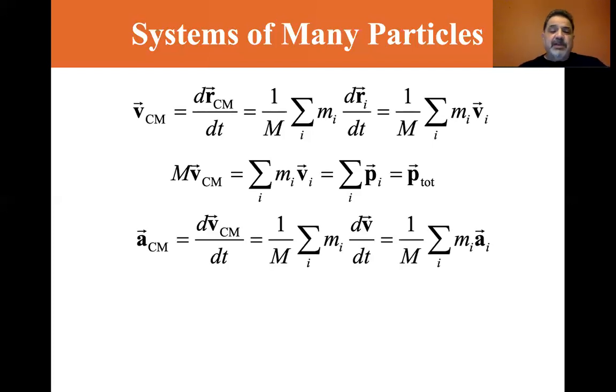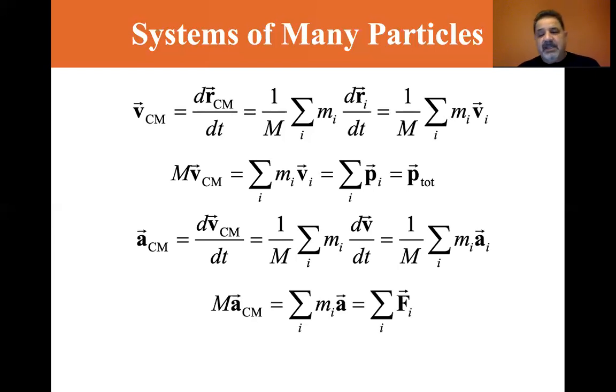And the acceleration is the time rate of change of velocity. So we see the acceleration of the center of mass is dv_cm/dt equals 1 over the mass times the sum of m_i dv_i/dt, and that's equal to 1 over the mass times the sum of m_i a_i. Well, we do the same thing, mass times acceleration, that gets rid of the 1 over M.